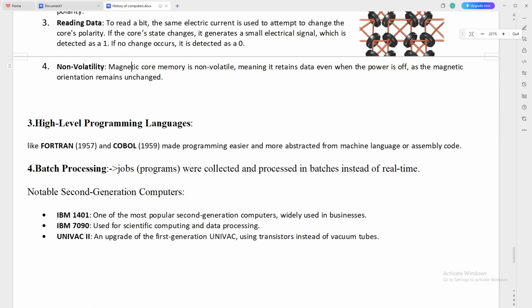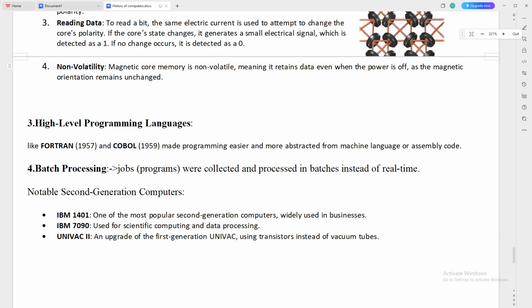Then the third point is high-level programming languages. In the second generation there came high-level programming languages, for example Fortran or COBOL, in 1957 and 1959, making programming easier and more abstract from machine language or assembly code.